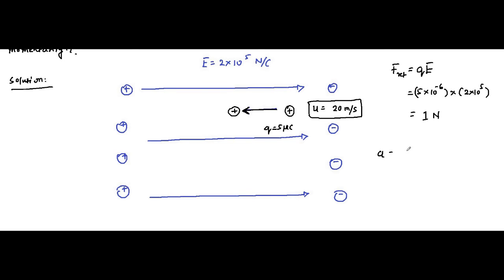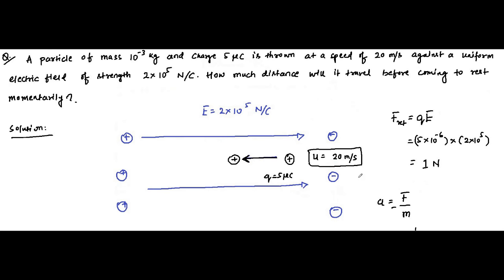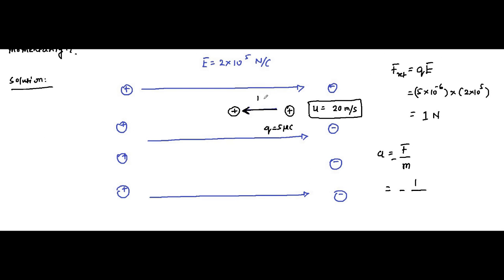And we know acceleration is equal to force by mass. But here, as it is experiencing retardation, it will have a negative sign, which is equal to minus 1 Newton by the mass of this object, 10 to the power minus 3 kg. So it will be 1 by 10 to the power minus 3, which is equal to minus 10 to the power 3 meter per second square. This is the retardation, the acceleration in the negative direction, opposing the motion.